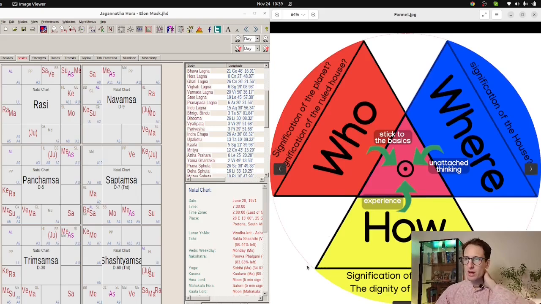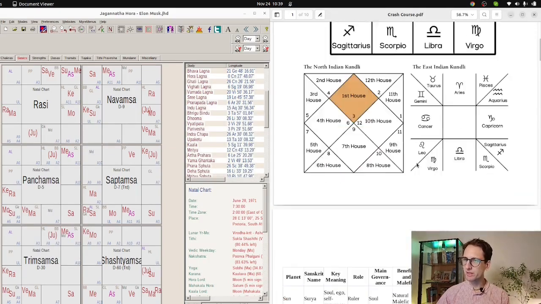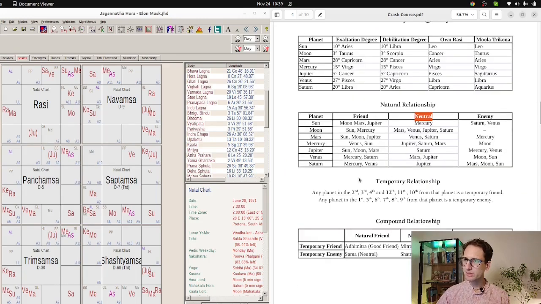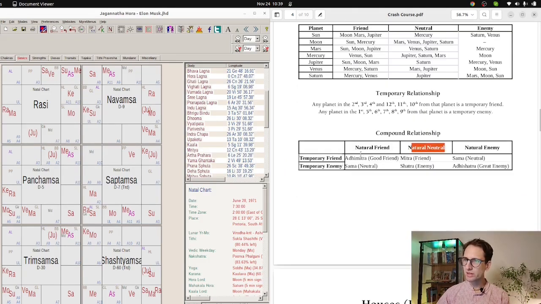How it happens, we have to look at the dignity of the planet, and we've already talked about it, that the sun is a temporary enemy to Mercury and a natural neutral, and therefore it is in an enemy's house, right? Just to repeat it, with the dignity here. The sun considers Mercury neutral here, and it is a temporary enemy because in the first house. So we have a natural neutral and a temporary enemy. It's an enemy. So the sun actually is in an inimical house to Mercury.